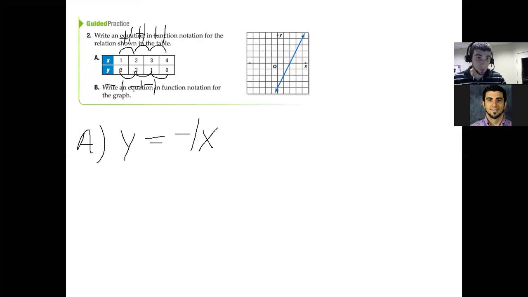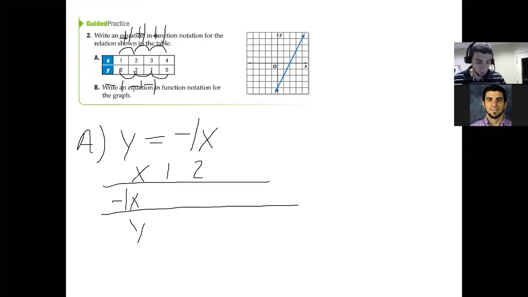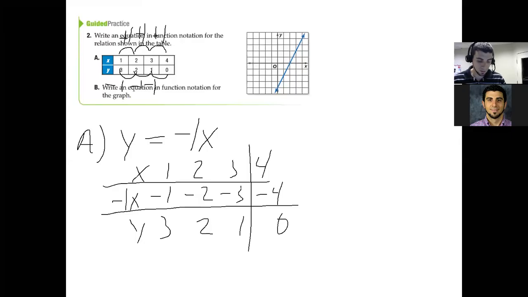But if I make a table of those values, so let's do x, negative 1x, and the actual y value. If x is 1, 2, 3, 4, negative 1x would be negative 1, negative 2, negative 3, negative 4, but the actual y value is 3, 2, 1, 0. So look at this. Negative 1x gives me these values, but the actual y value is always 4 more than those.